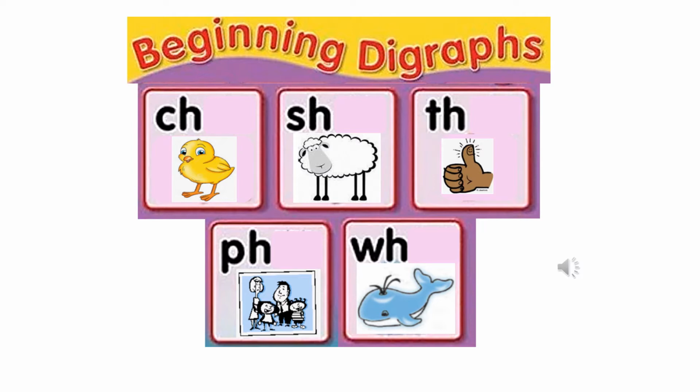Some digraphs show up at the front or the beginning of the word. These are called beginning digraphs. So let's look at these 5 examples of the digraph at the beginning of a word. CH, chicken. SH, sheep. TH, thumb. PH, photograph. WH, whale.